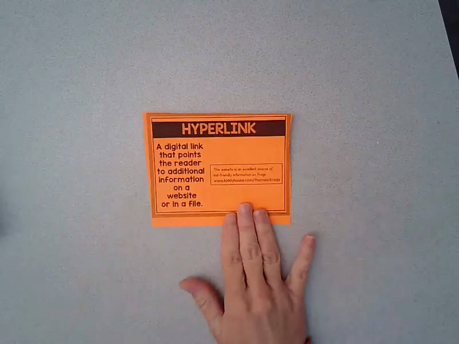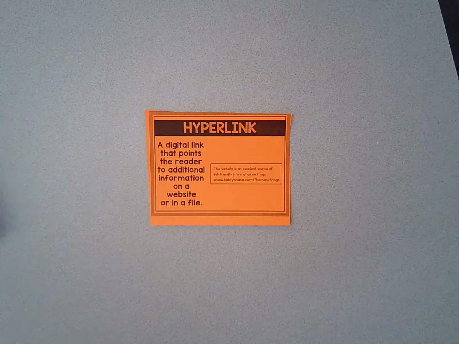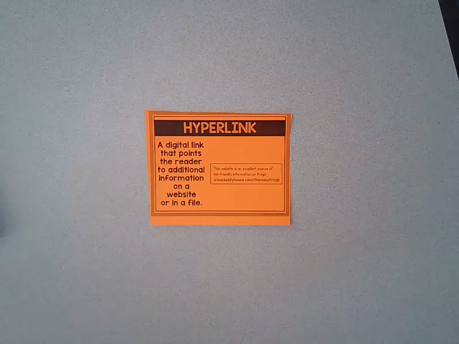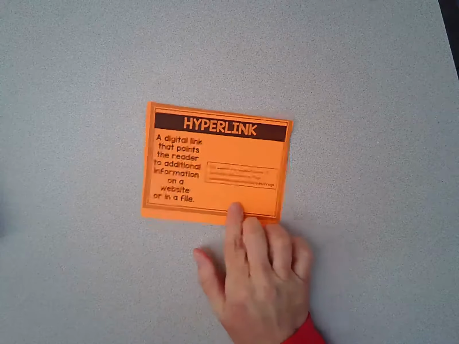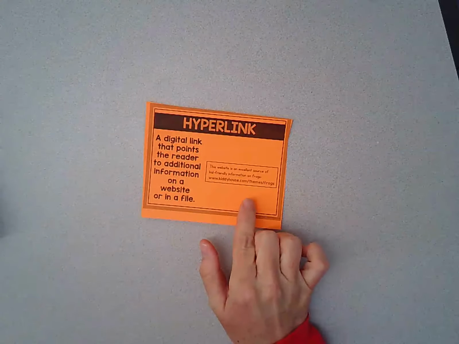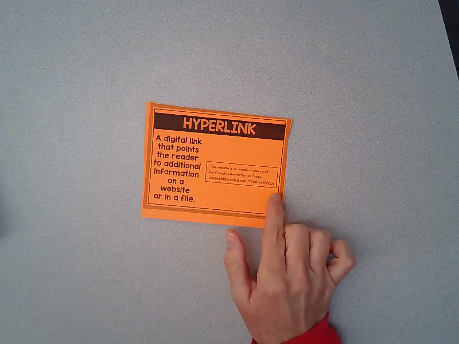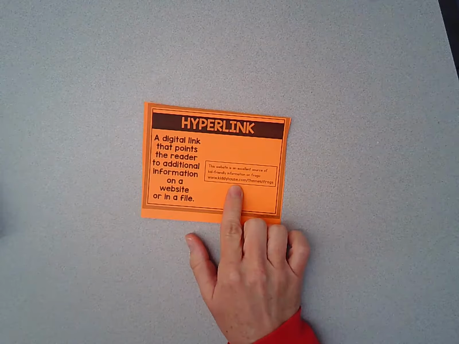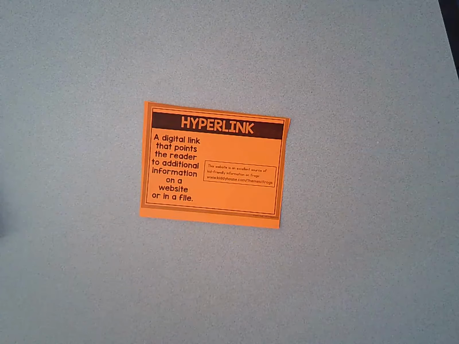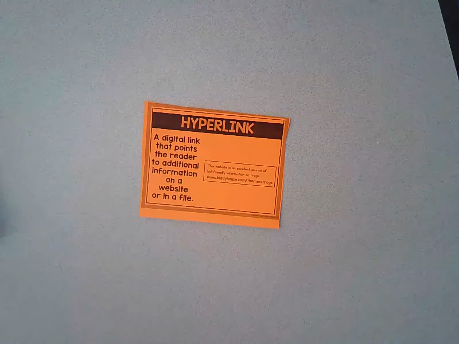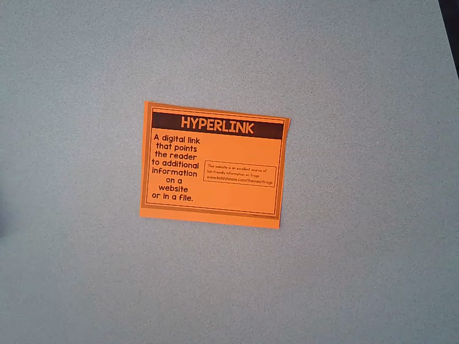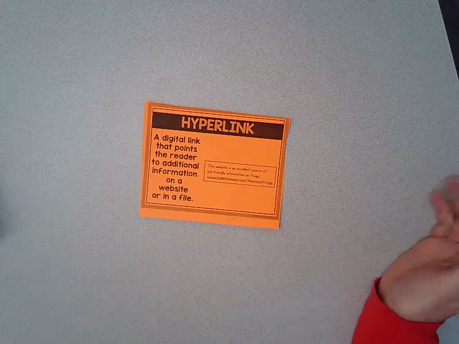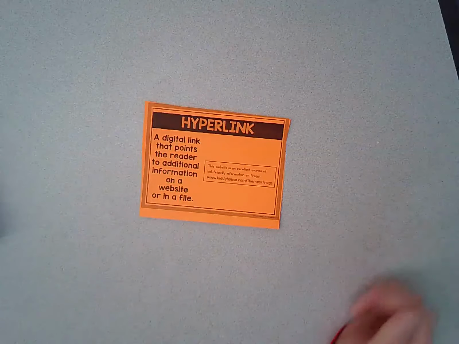The last one I want to talk about today is the hyperlink. So a hyperlink is a digital link that points the reader to additional information on a website or in a file. So it says this website is an excellent source of kid-friendly information on frogs. So again, it just gives us the website that would provide us with additional information. So a hyperlink is just a digital link that provides the reader with additional information. So we would just click on that and away we go to find out more facts about frogs.